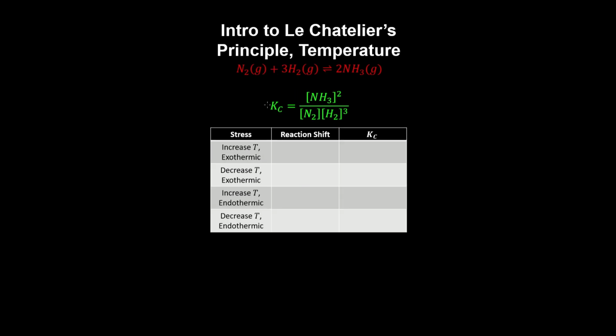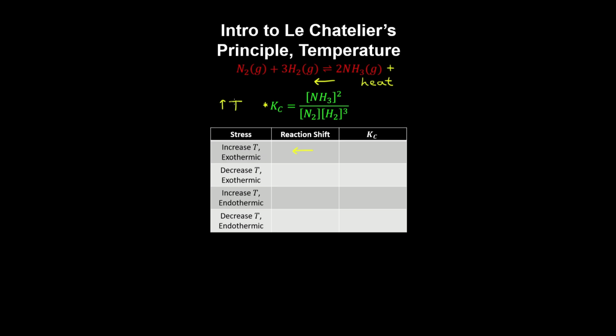Another way we can stress a reaction that's at equilibrium is by increasing or decreasing the temperature. So if we have an exothermic reaction, we add heat to the right, thereby assuming it as a product, and therefore an increase in temperature will increase the product, and the reaction shifts away from the increased energy, which is to the left.